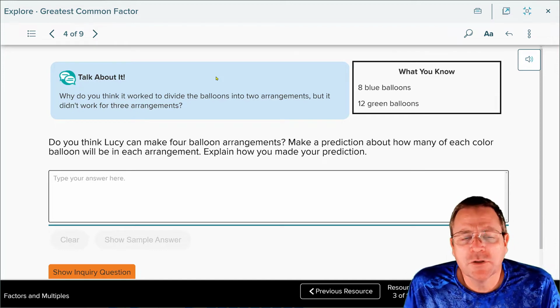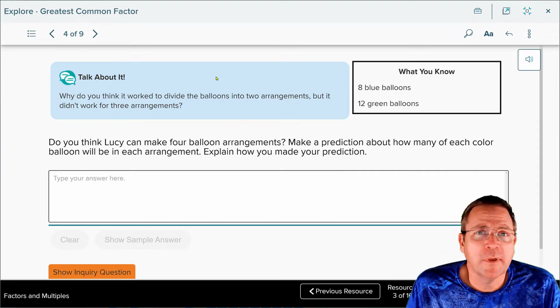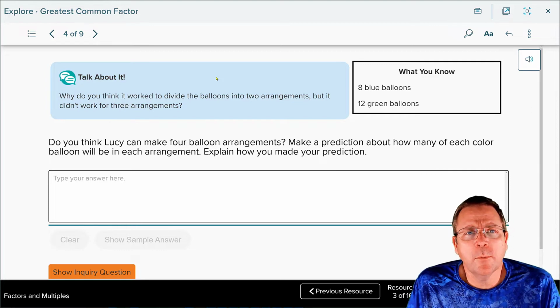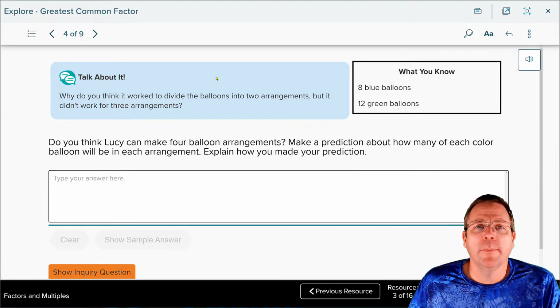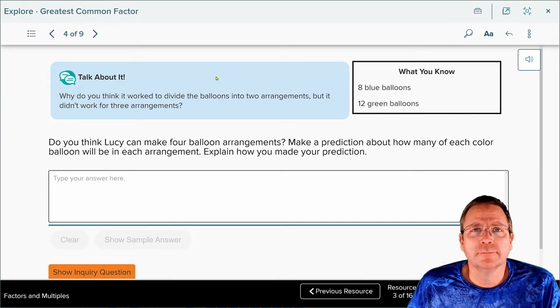Now the question asked, do you think Lucy could be able to do 4 tables? Well, is 8 a number that's divisible by 4? It is. So you could have 2 blue balloons on each table. How about 12? Are the 12 green balloons divisible by 4? Yes, they are. You could have 3 green balloons on each table. So it would be possible to do 4 tables with equal numbers of balloons on them.